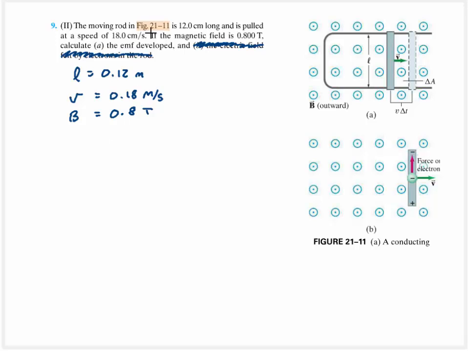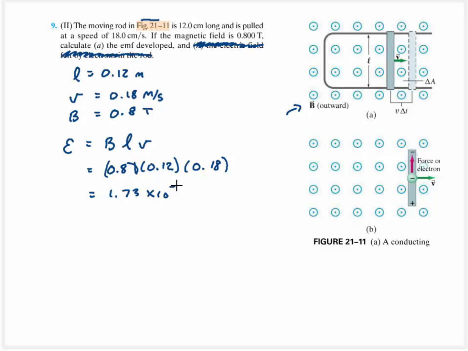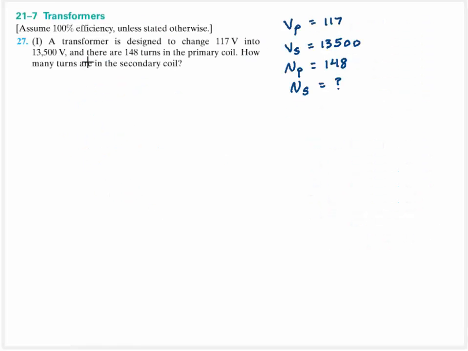And just a little bit more practice with induced EMFs. Here we have this figure right here. And in this case right here, the flux is changing. The area is getting larger. And so there's going to be an induced EMF. The induced EMF in this case is going to be equal to the magnetic field multiplied by the length multiplied by the velocity. So 0.8 Tesla multiplied by the length, 0.12 meters, and 0.18 meters per second. And the induced EMF is going to be 1.73 times 10 to the minus 2 volts.